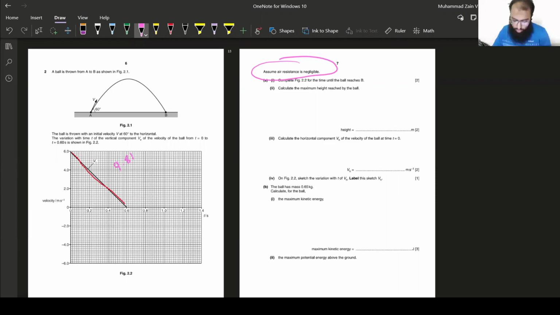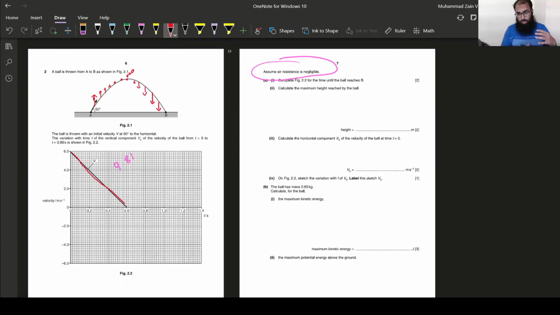Okay, so then coming to the question, complete figure 2.2 for the time until the ball reaches B. Now what happens is my ball had a vertical velocity component which was very high in the beginning, and as it moved upwards and time passed, there was deceleration which decreased the magnitude of this v, till eventually there came a point where v became equal to 0. And after this point, the ball started to go downwards in a direction like this.